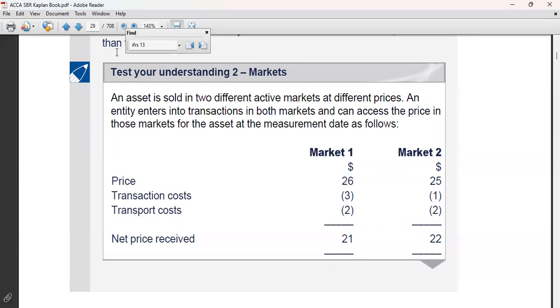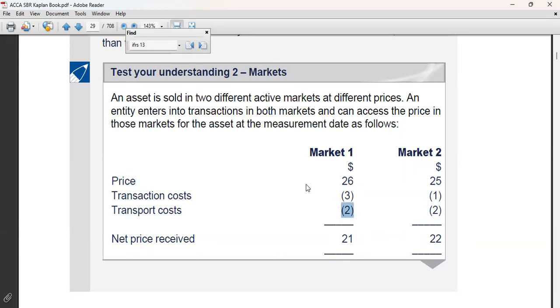Any other person? 24. In fact, 24 is the correct one. The 26, you forgot that transportation cost. You remember? Carriage is any other cost incurred in bringing the thing into its useful state. So it's 26 minus... sorry, the fair value is 24. Yes, this one is 26 minus 2. Yes, that is what I mean.